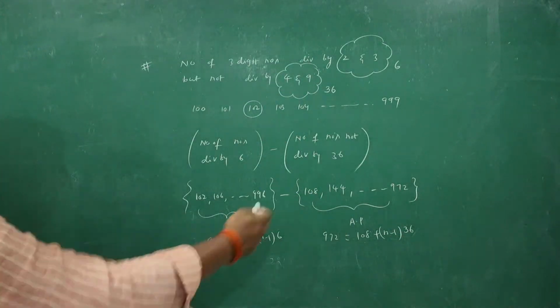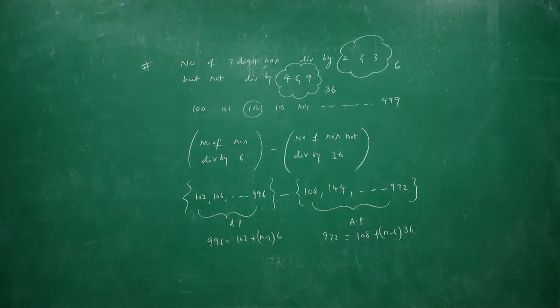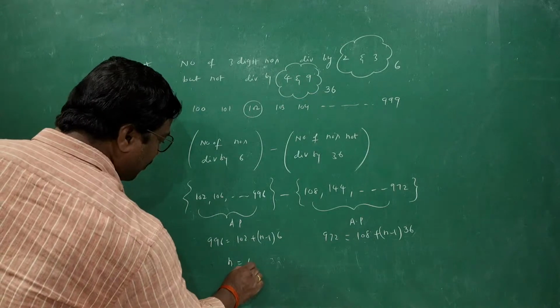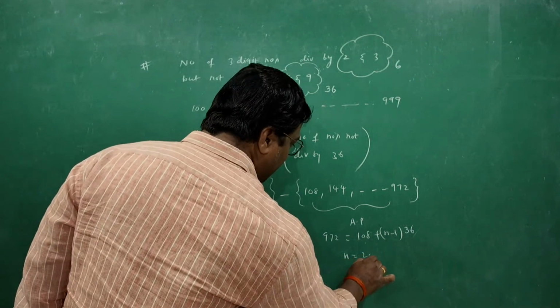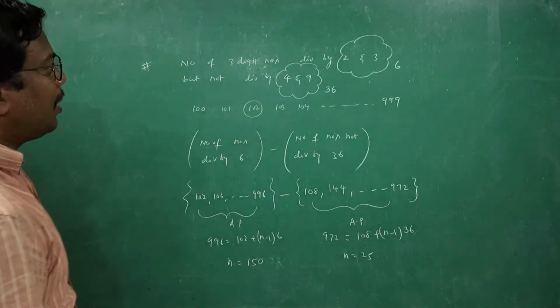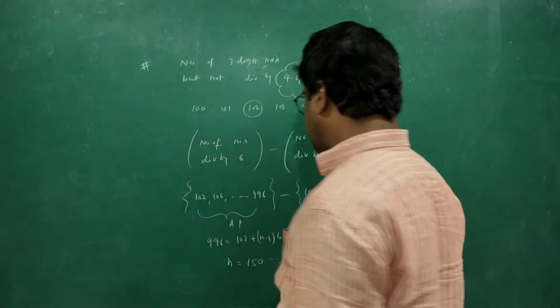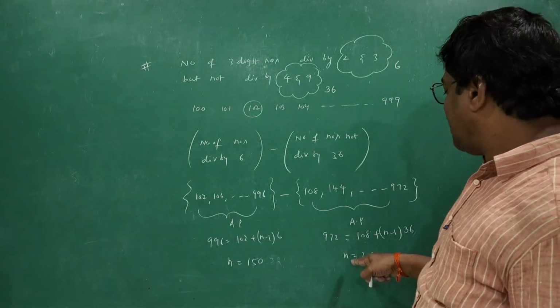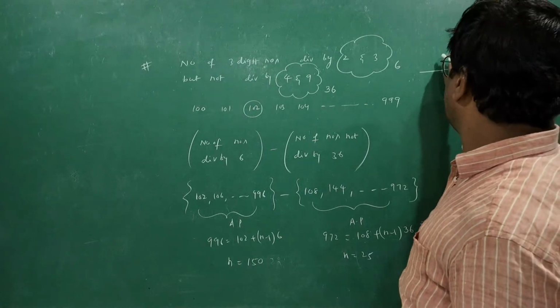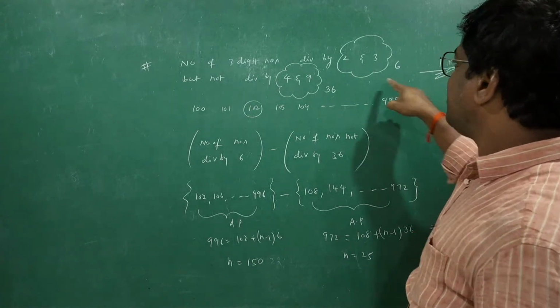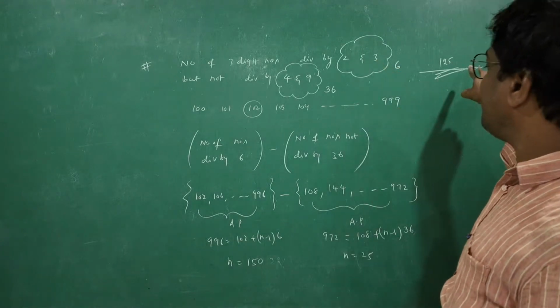So if you simplify these two, for the first one you will get the n value 150. Next, the second one you have to solve. For the second one you will get the value of n as 25. So totally, 3-digit numbers which are divisible by 6 are 150, and from that you have to remove 25. So finally the answer is 125 terms which are divisible by 2 and 3 but not divisible by 4 and 9.